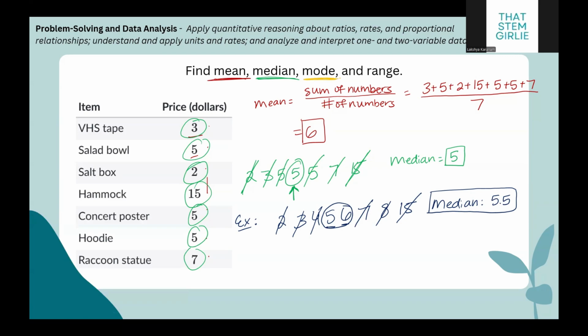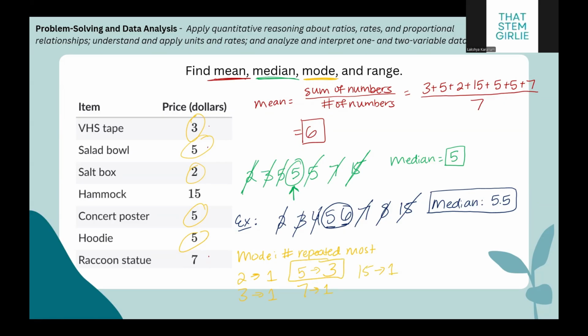All right. And then the mode is basically the number out of all of these options here that is repeated the most, right? So the mode is the number that is repeated the most. So you start out with 2, right? How many times is 2 repeated? Just once, right? Then you have 3, which is also just repeated once. Then you have 5, which is repeated 3 times, right? 1, 2, and 3. Then you have 7, which is only repeated once, and then 15, which is only repeated once. So, what number is repeated the most? 5. So the mode is going to be 5.